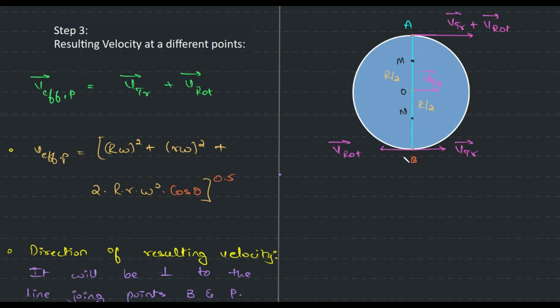So I'm trying to figure out what is the velocity at all of these different points, starting from B, N, O, M, A. We have a basic idea of A, B, and O. M and N are new points. So we'll make use of this formula and figure it out. Okay, so let's do that. So velocity effective at point A. Let's start with that. So we have R square, omega square. The first one I'll do a bit systematically.